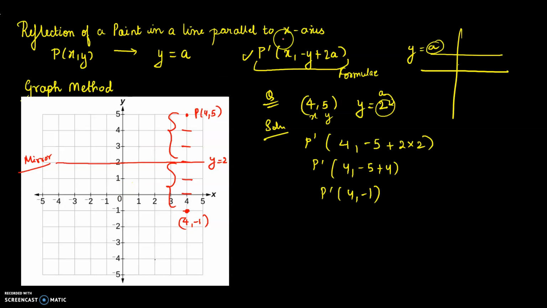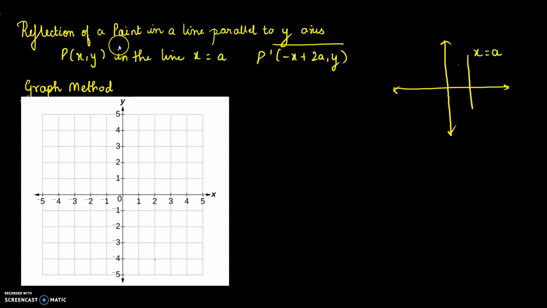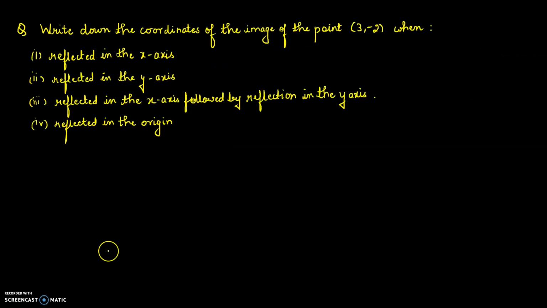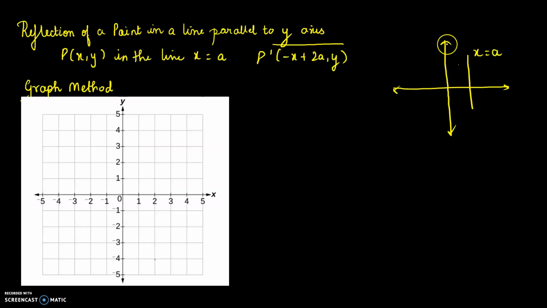Now, reflection of a point in a line parallel to the y-axis. In this case, we have to find the reflection of P(x, y) in the line x = a. That means x = a is a line which is parallel to the y-axis. Let's try out a question. We have to find the reflection of the point (3, 2) in the line x = 2.